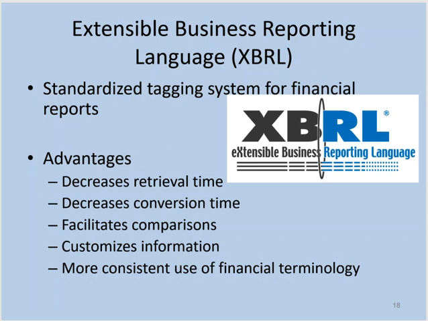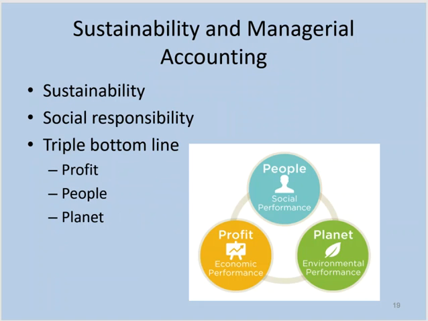Now, the SEC was looking at requiring all companies to file their financial reports using XBRL. And this became required in 2011 for all companies to start using that format. Now, some trends that are affecting management accounting are sustainability, social responsibility, and the triple bottom line. So sustainability is defined as the ability to meet the needs of the present without compromising the ability of future generations to meet their own needs.